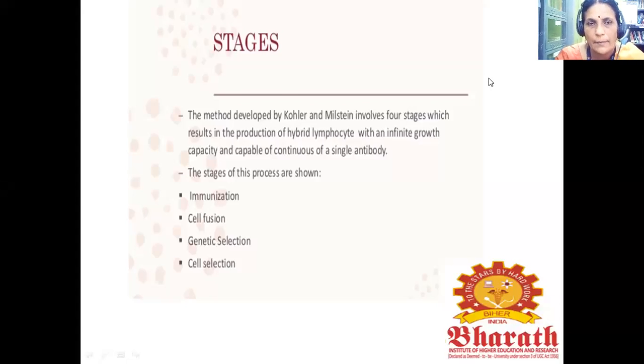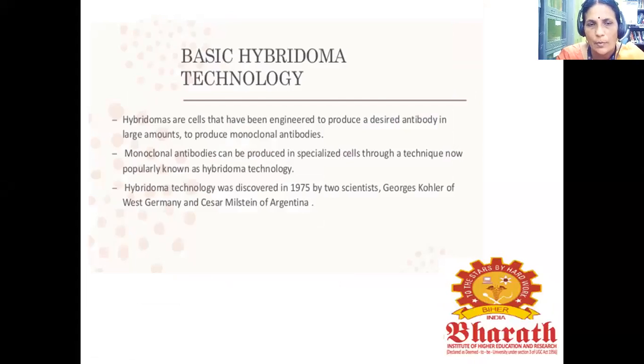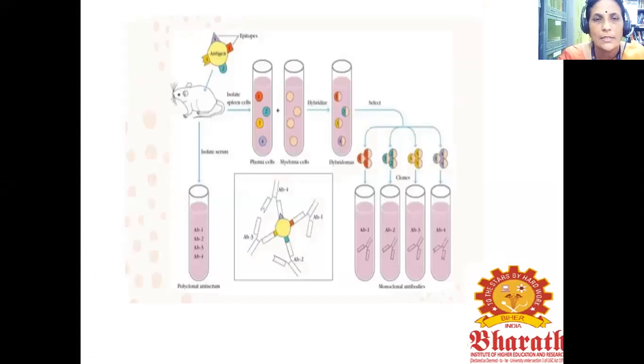Again, we recap this basic hybridoma technology. Hybridomas are cells that have been engineered to produce a desired antibody in large amount to produce monoclonal antibodies. Monoclonal antibodies can be produced in a specialized cell through a technique now popularly known as hybridoma technology. Hybridoma technology was first discovered in 1975 by two scientists, Georges Köhler of West Germany and César Milstein of Argentina.